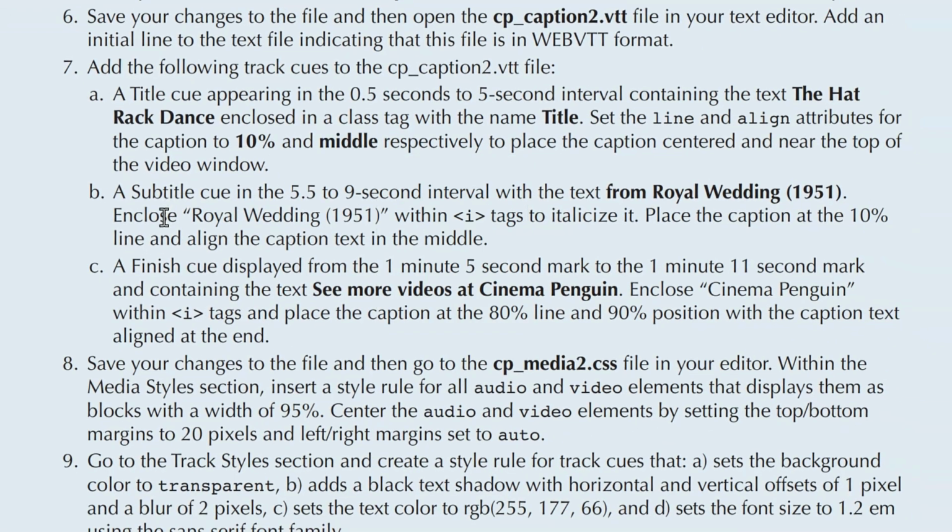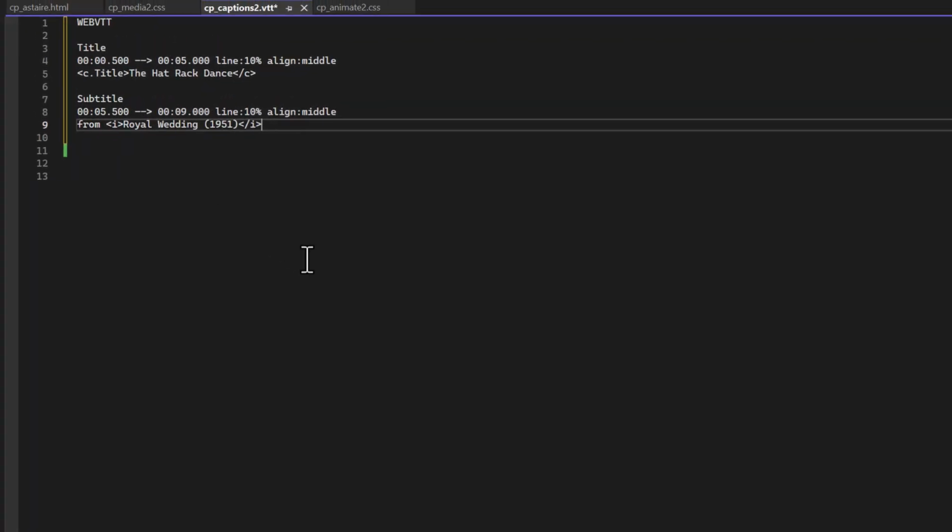In step 7B, we add a subtitle cue. That's going to begin at 5.5 seconds, and the interval is going to be 9 seconds, with the text being From Royal Wedding, 1951. It's the name of the movie and the year it was released. And we want to enclose that text in an italics tag to italicize it. We'll place it again, the line 10% down, and align it to the middle. So there's our subtitle.